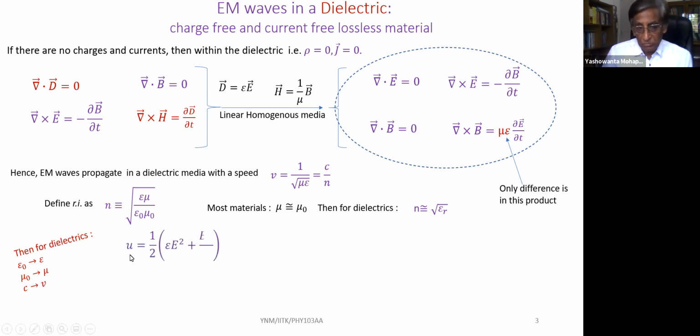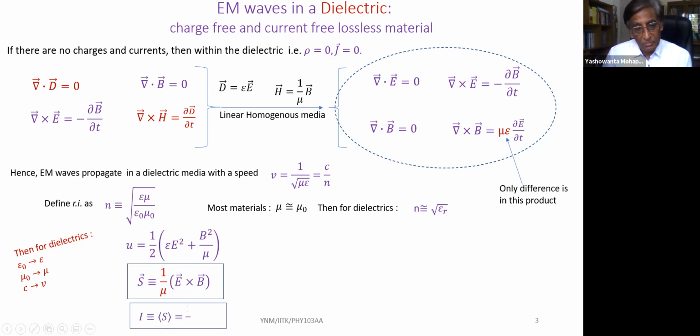So the energy density simply changes to epsilon and mu instead of epsilon naught and mu naught. So it's the same expression. The Poynting vector, instead of 1 by mu naught, is 1 by mu, E cross B. The intensity is the time average of the magnitude of the Poynting vector. So this was c epsilon naught. Instead of that, it now becomes v epsilon.